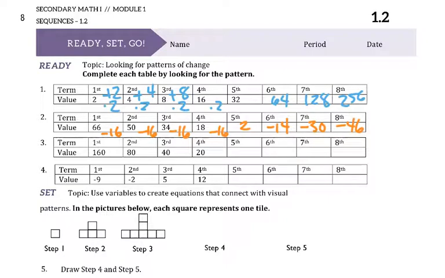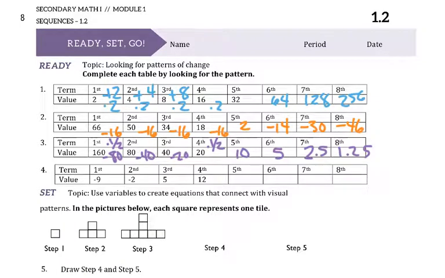Okay, number 3, 160 to 80 to 40, so I'm subtracting 80, then 40, then 20, or cutting it in half, or in other words, timesing by a half, either dividing by 2 or timesing by a half. So that would be 10, then 5, then 2.5, 1.25, and so on.